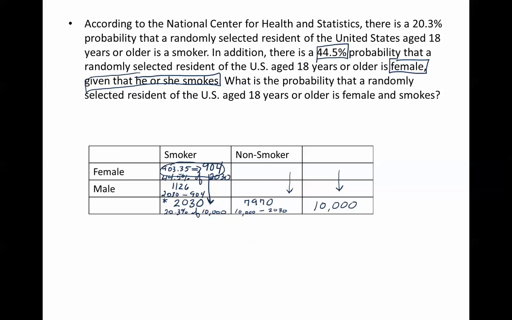What is the probability that a randomly selected resident of the United States aged 18 years or older is female and smokes? So this is not a conditional probability. It's coming out of all 10,000 individuals, and the number that fall into the category we want, the female and the smoking category, is 904. So dividing there, we get a probability of 0.0904.